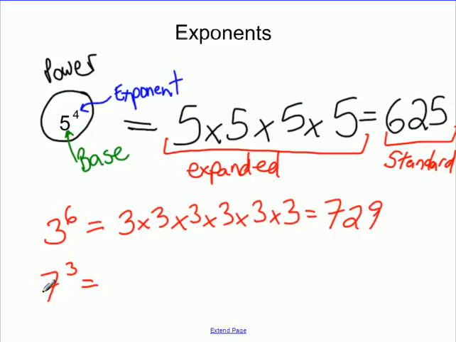7 to the power of 3, 7 is the base, 3 is the exponent, so 7 times 7 times 7. 3 7's multiplied by themselves. And when I do that, we have 343. Okay, so a really quick video to remind you about how to figure out exponents or powers, and what to do when you see them in any kind of calculation, orders of operations, or anything like that.